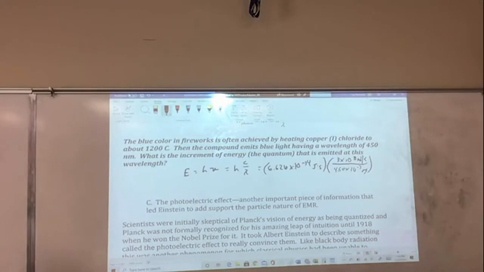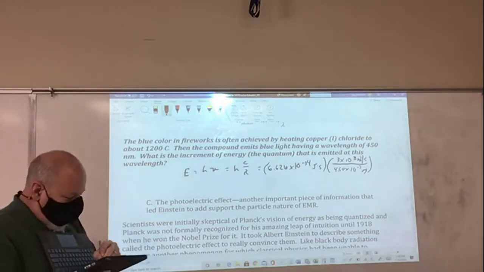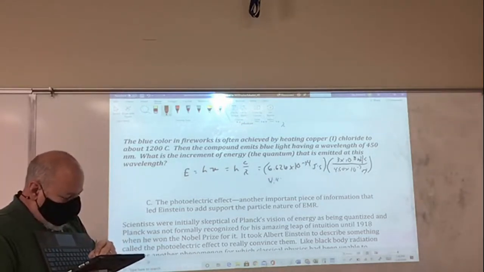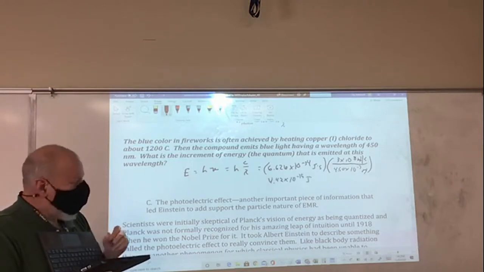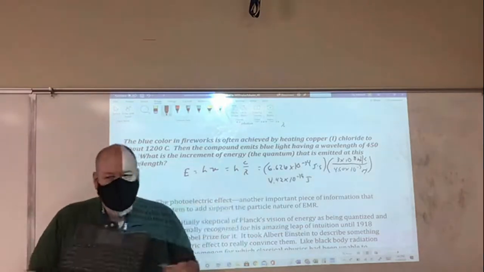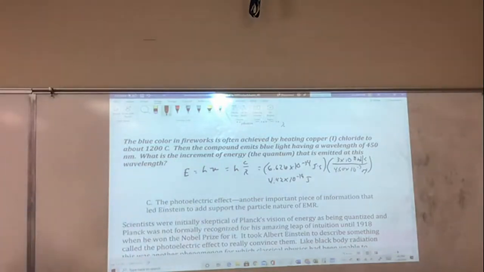I got 4.42 times 10 to the negative 19. Okay. See how easy that is? 4.42 times 10 to the negative 19th joules. And again, this seems like a ridiculously small amount of energy.